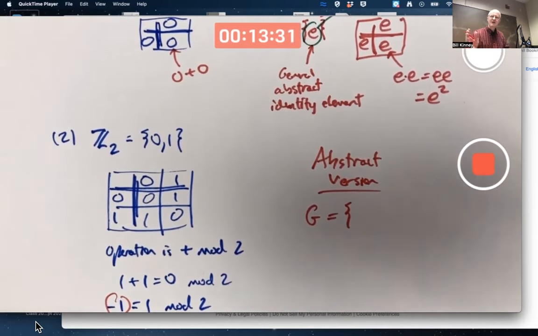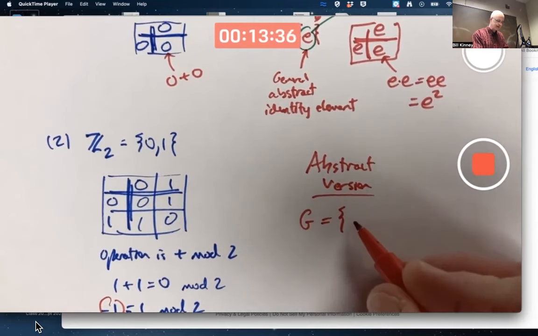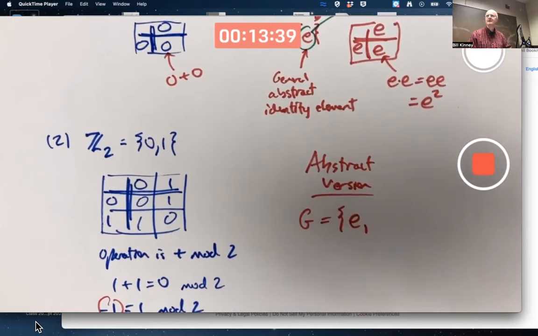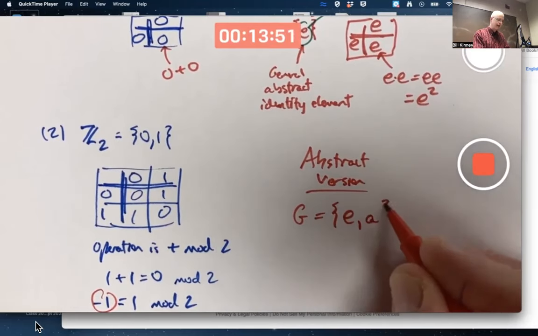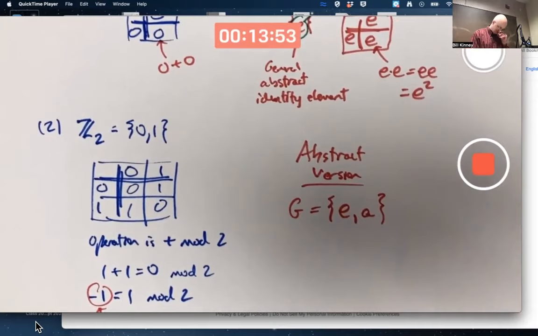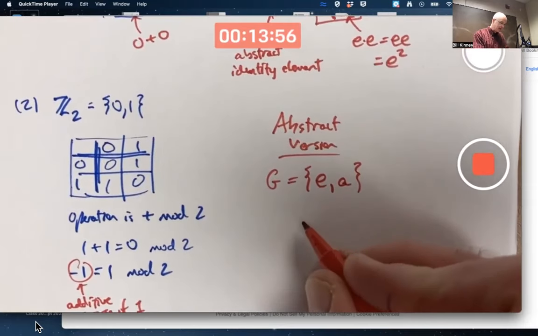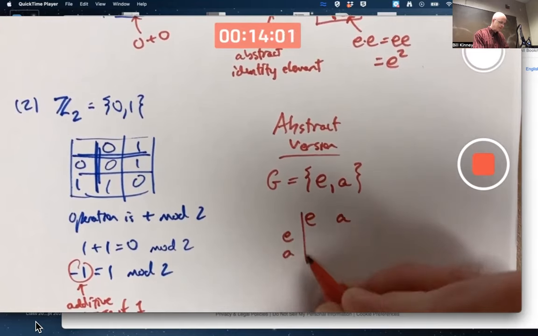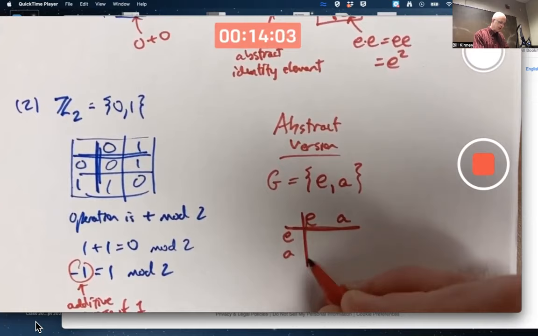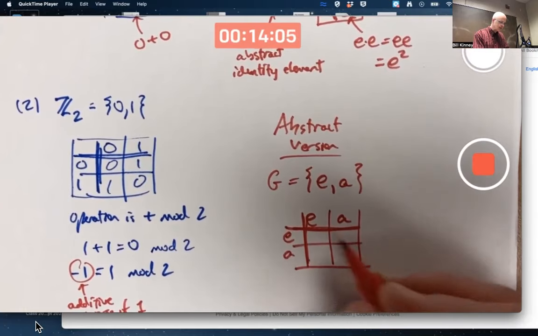So we still want groups to have additive identities, or in the abstract version, multiplicative identities. Let's still have an element called E. What should the other element be called if it's got two elements? It doesn't really matter. Just pick something other than E. Usually people pick A. The Cayley table is going to essentially have the same form as the Cayley table for Z2.